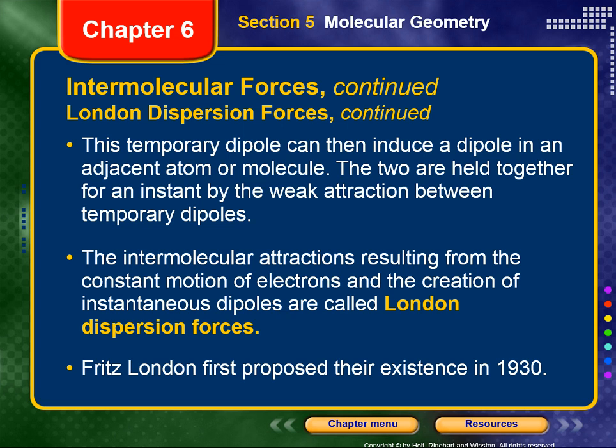Because London forces are dependent on the motion of electrons, their strength increases with the number of electrons in the attracting atoms or molecules. In other words, London forces increase with increasing atomic or molar mass. This trend can be seen by comparing the boiling points of the gases helium, He, and argon, Ar, hydrogen, H2, and oxygen, O2, and chlorine, Cl2, and bromine, Br2.